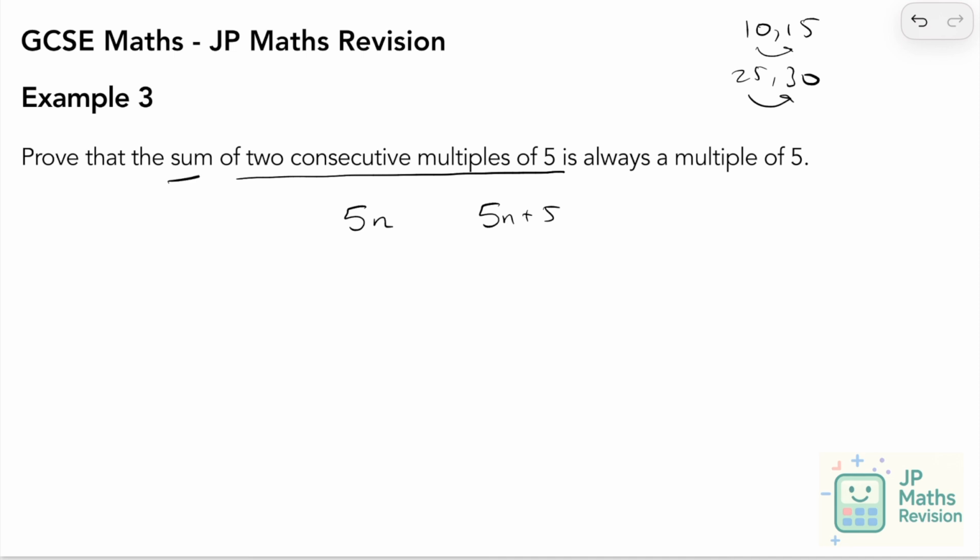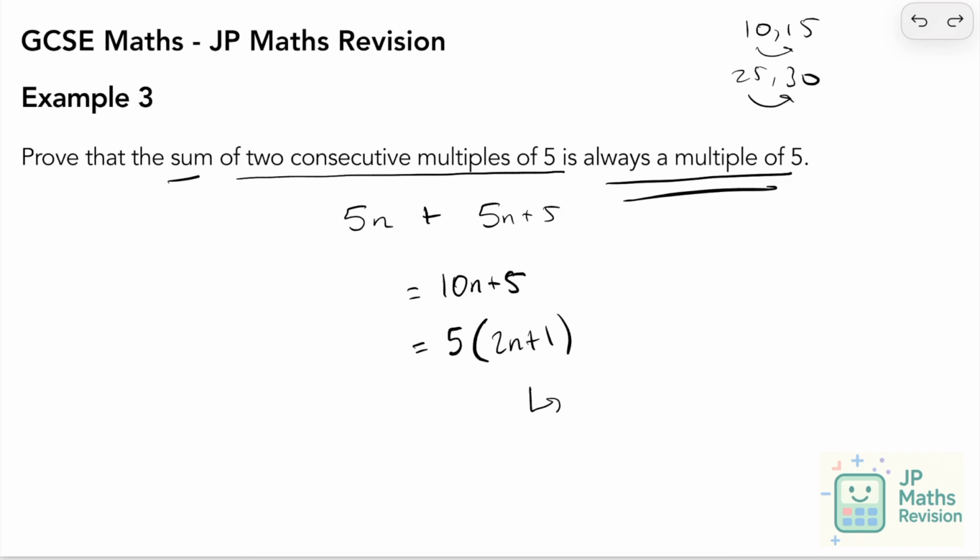So I need to find the sum, so I'm going to add them. When I add them, I get 10n plus 5, and I need to prove this is a multiple of 5. So I'm going to pull out 5 as a factor, so it's going to be 5 lots of 2n plus 1, and this is clearly a multiple of 5.